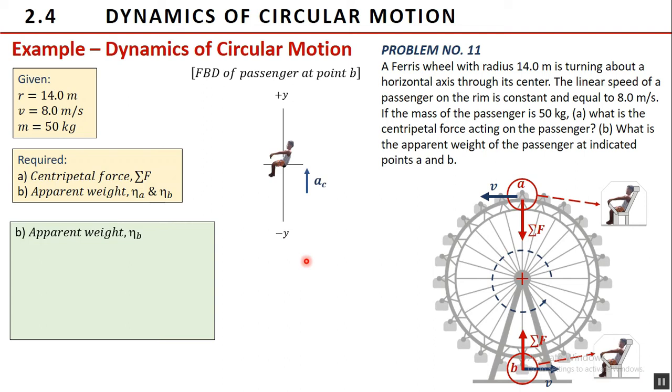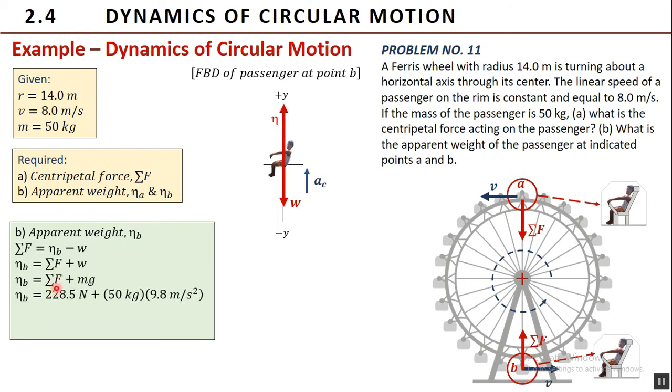Again, the forces acting on the passenger are the downward weight and the upward normal force exerted by the seat. Then we take the summation of forces along the y-axis. So we have normal force minus weight. Take note that the normal force is positive because it is towards the positive y-axis, while the weight is minus, since it is towards the negative y-axis. Then we solve for the normal force by transposing weight to the other side. So normal force at point B is centripetal force plus weight.